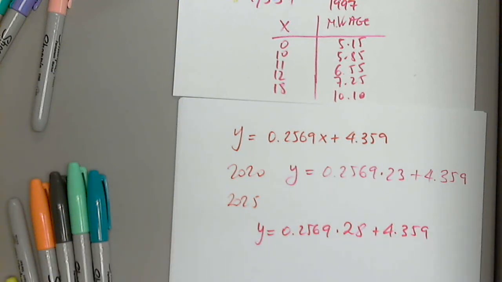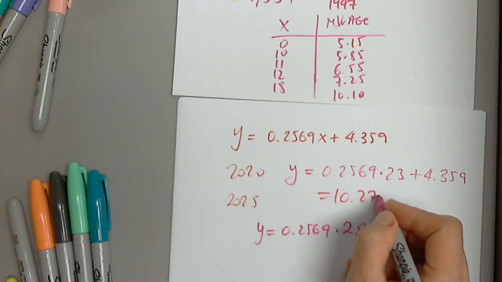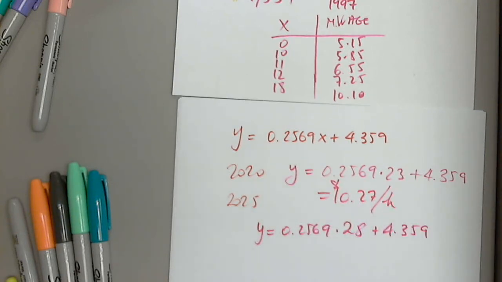And let's see what we get. What did we get? 10.27. 10.27 per hour. And for the other one? 11.55. Per hour, assuming the trend continues. That was all I'm going to ask from 6.4.